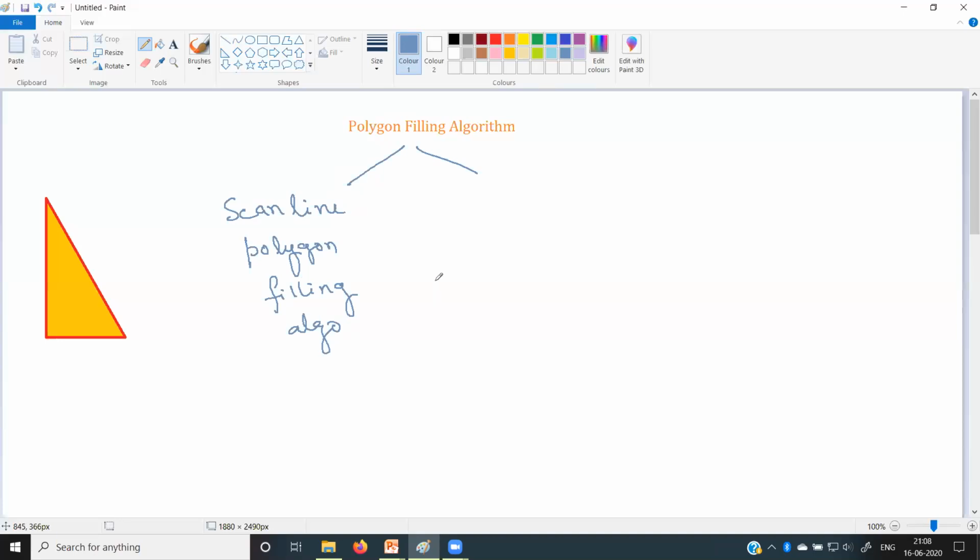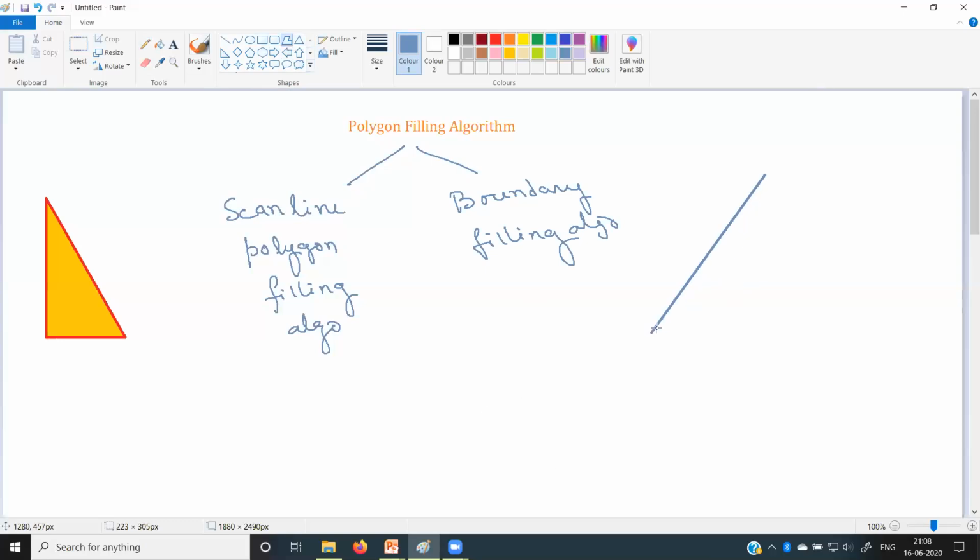The second approach is something different. In this second approach, we will find a point inside the polygon, and we will fill up all the points around it which are nearest to it, and we will repeat the same thing till we reach the boundary. So this is another approach to fill the polygon. This type of filling algorithm is sometimes called the boundary filling algorithm.